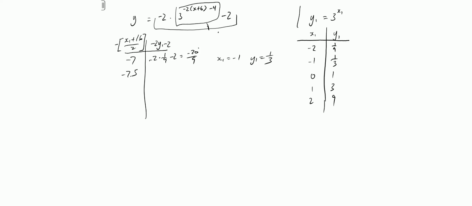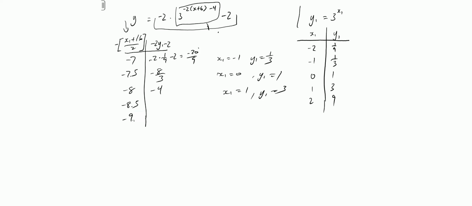Now we may use the formulas we have developed to solve the table of values for the function. We see that when x1 is equal to negative 1, y1 is equal to 1 over 3 in the parent function. That corresponds to negative 7.5 for the x value and negative 8 over 3 for the y value. When x1 is equal to 0, y1 is equal to 1, substituting into the formulas, we get x is equal to negative 8 and y is equal to negative 4.